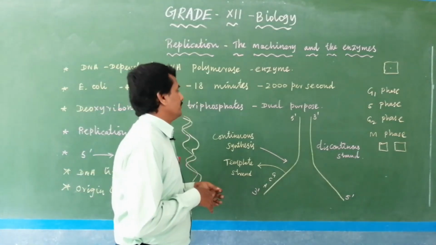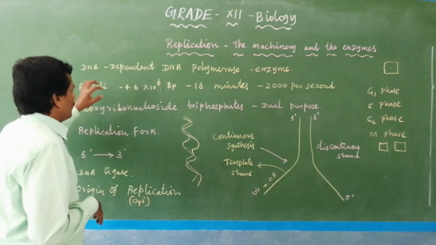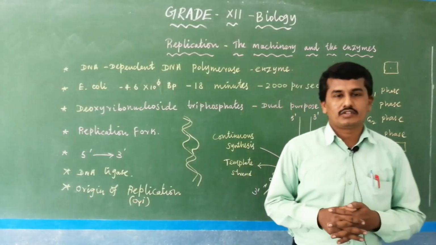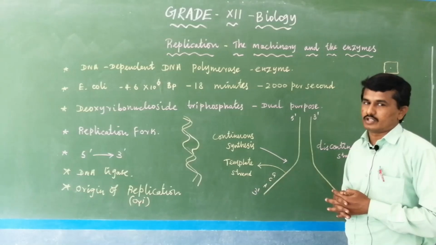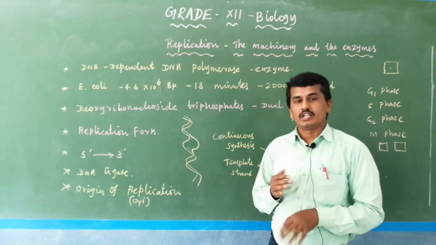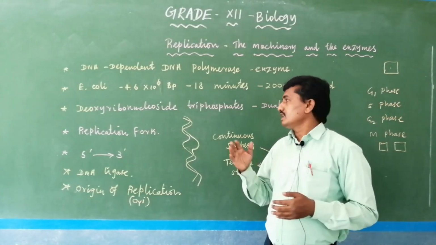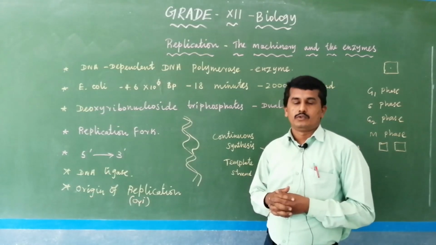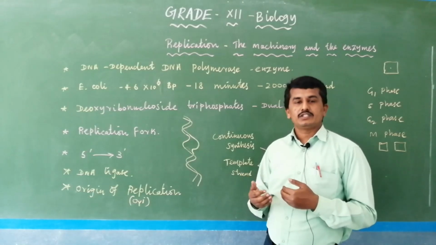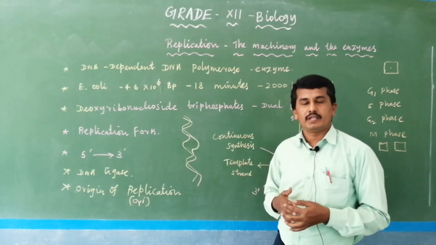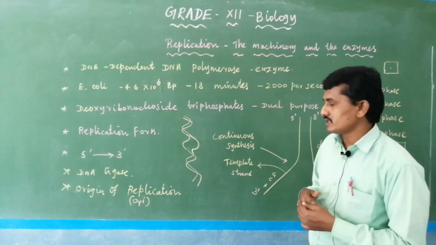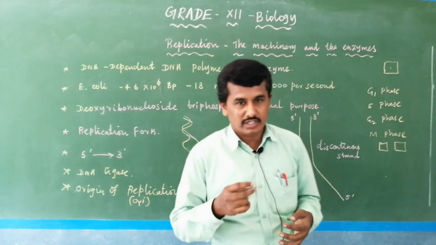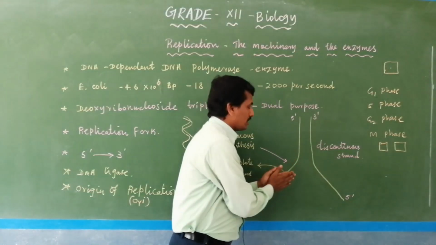It is an enzyme. So normally in E. coli, we know that 4.6 into 10 to the power of 6 base pairs are present in a single bacterial cell. Within 18 minutes the bacterium divides into two bacteria. So the replication speed we calculate is 2000 base pairs per second. In a second, 2000 base pairs are newly formed.